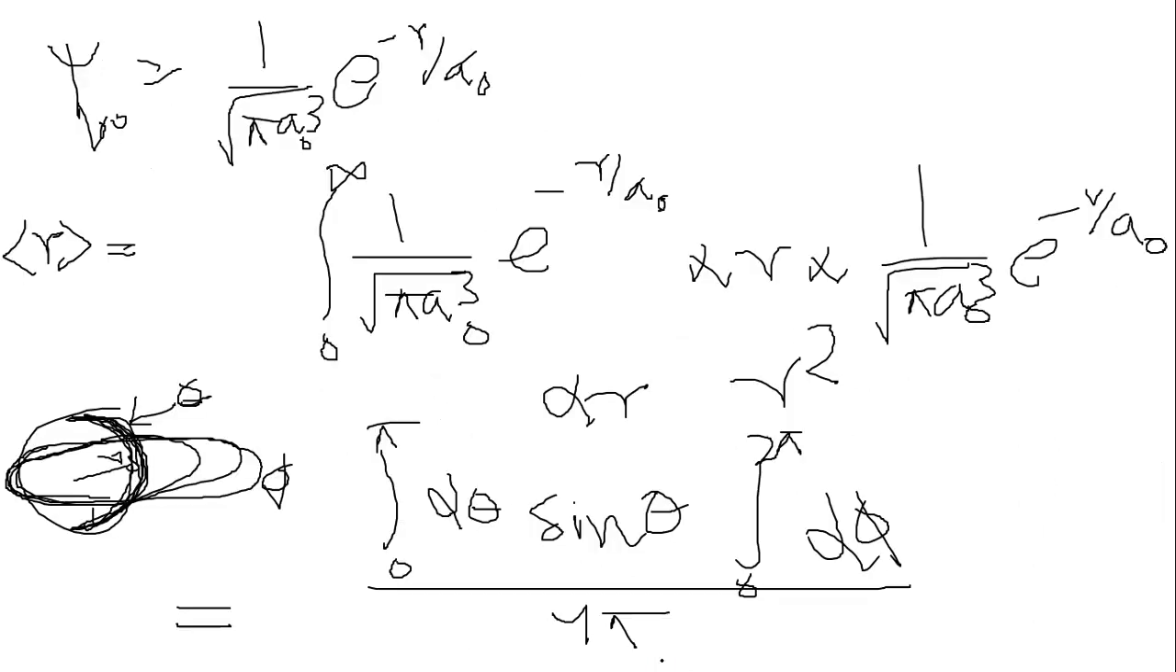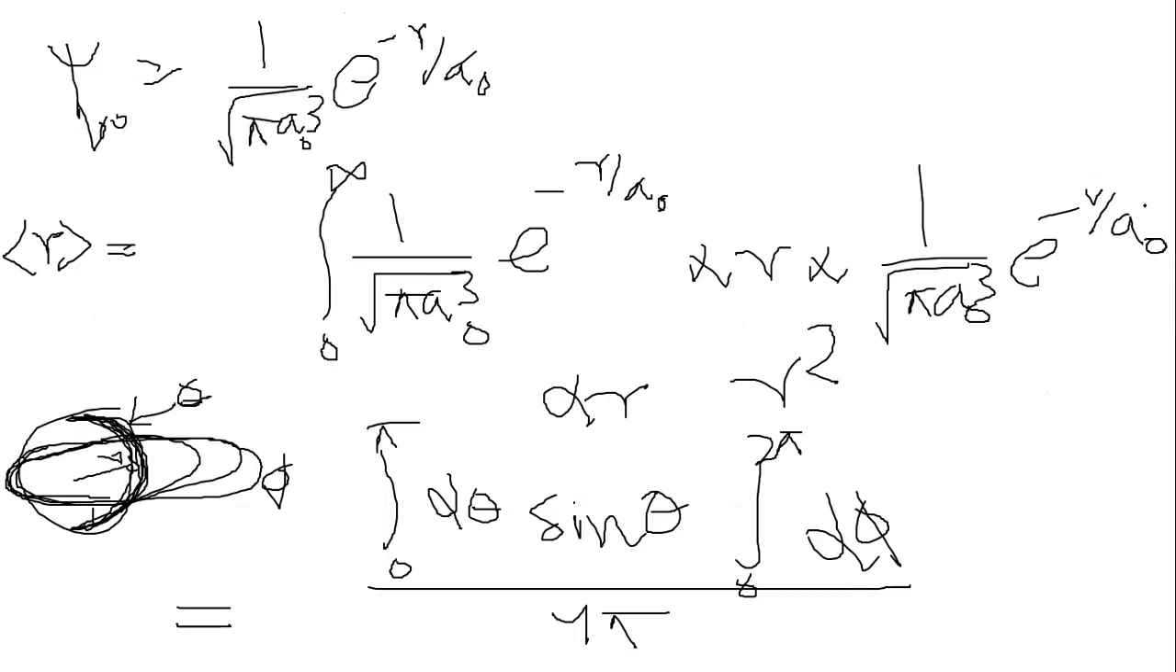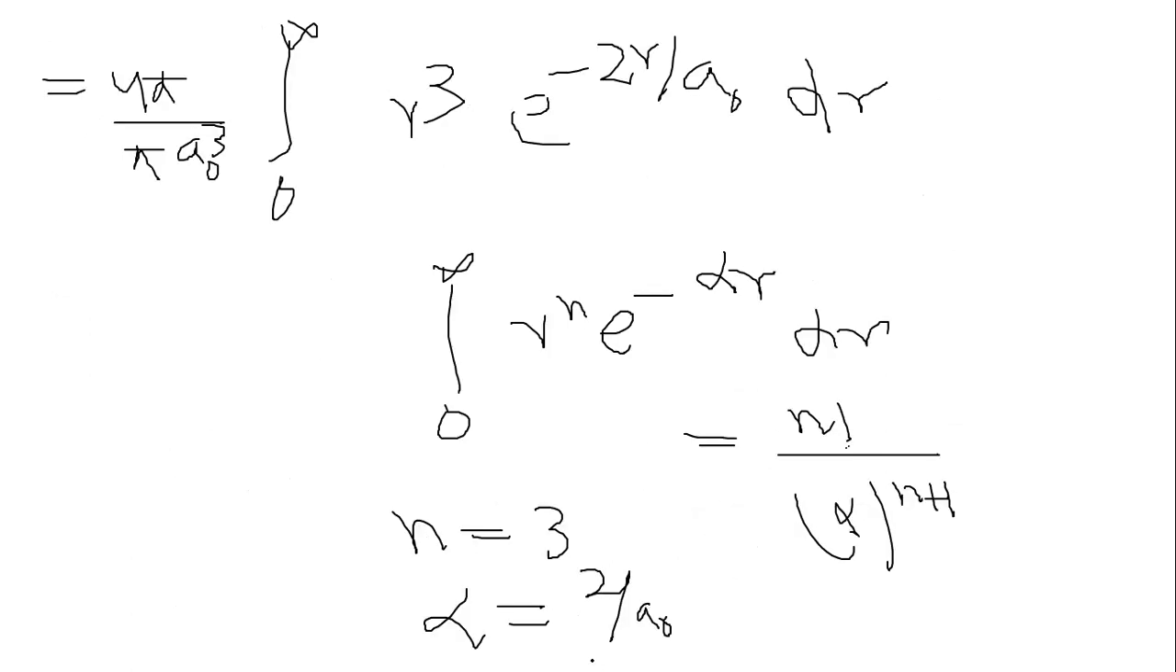Similarly, this is the question. We want to determine the expectation value of r in the ground state of the hydrogen atom in terms of the Bohr radius a0. In this class, in the beginning, we discussed the most probable value of the position, and for the ground state the most probable value is a0, but the expectation value is 3 by 2 a0, that is, it is greater than a0.